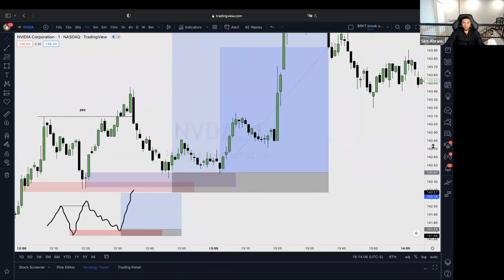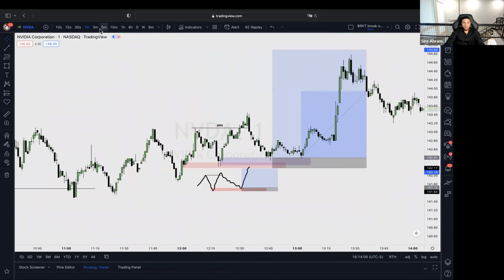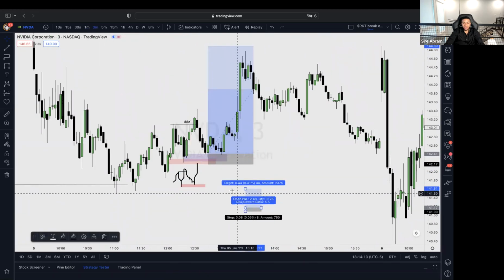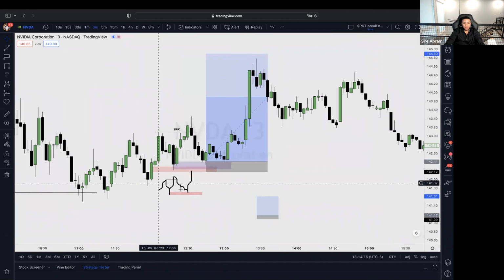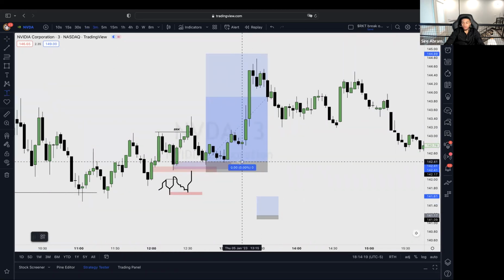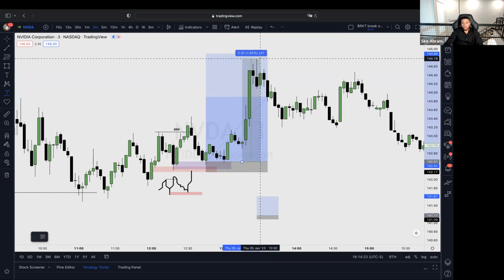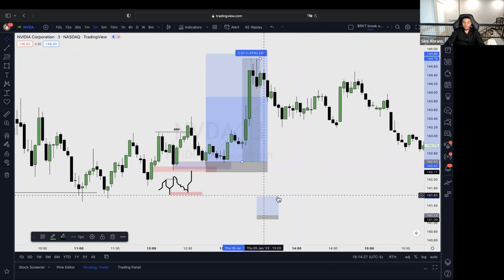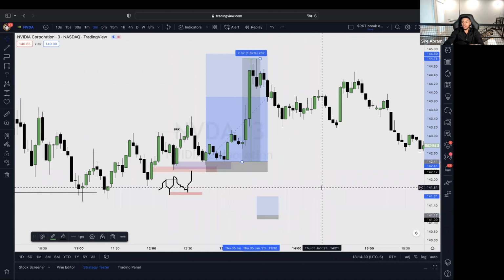And this was a clean move to the upside. This was about I believe, a 60% return, if I'm not mistaken. So from 142.41 up until 144.78. So right there, simple trade, same setup.